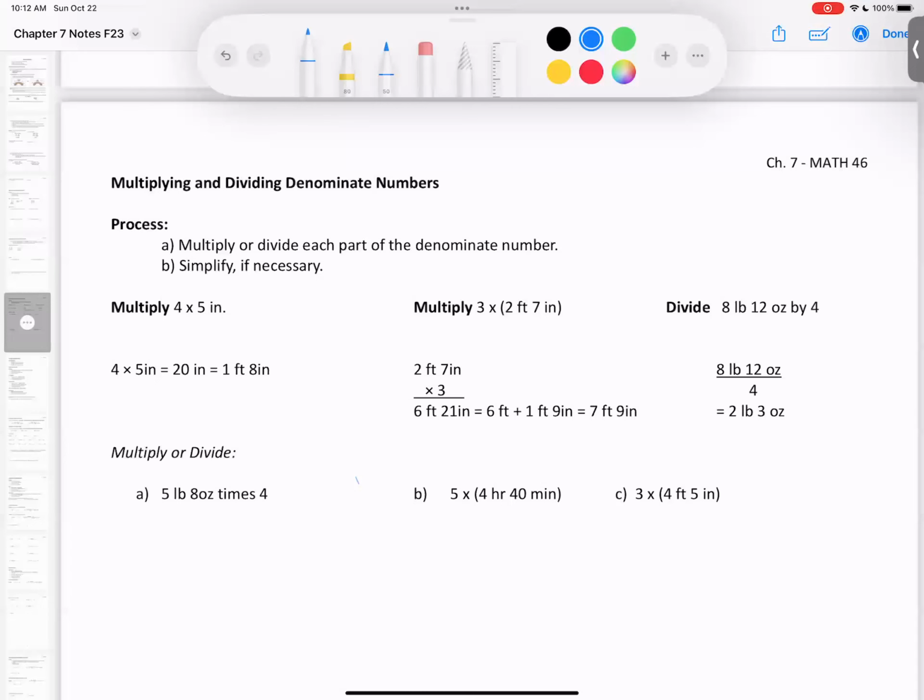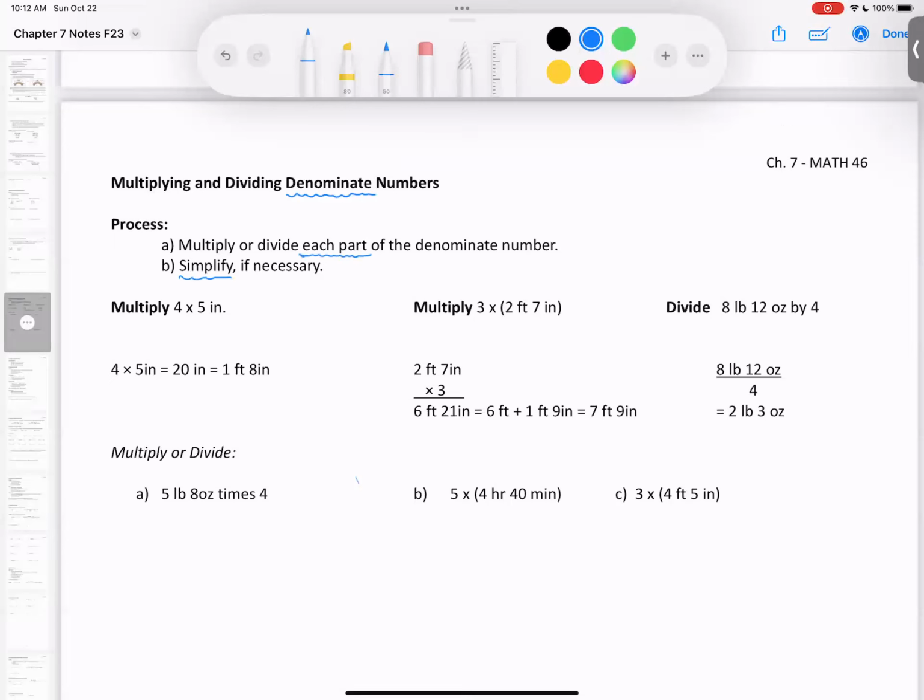Right, so welcome to the last part of 7.1, where we're looking at multiplying and dividing denominate numbers. And remember, a denominate number is just a number that has units attached to it. So what we're going to do is multiply or divide each part of the number. So if we have feet and inches or pounds and ounces, we're going to multiply or divide each part. And then sometimes you'll need to simplify afterwards.